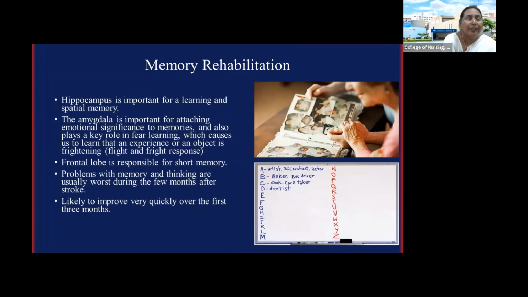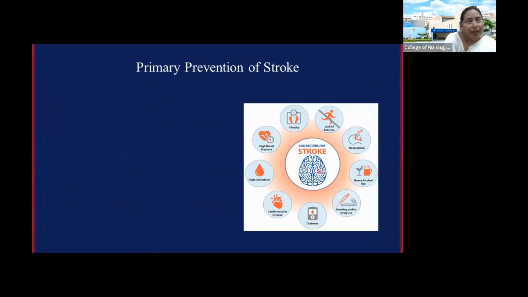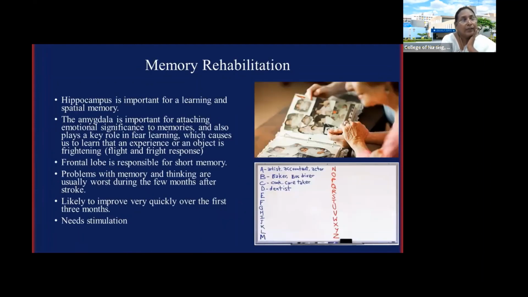And we can also give them an exercise. Sometimes people will ask, he's a very learned person, and you're giving this exercise? You write A and you ask them to write all the words that they remember that start with A. So that way you can stimulate their memory, and it will improve. In the first 3 months or 6 months, definitely memory will improve. But it needs stimulation. Okay, that is about the rehabilitation.